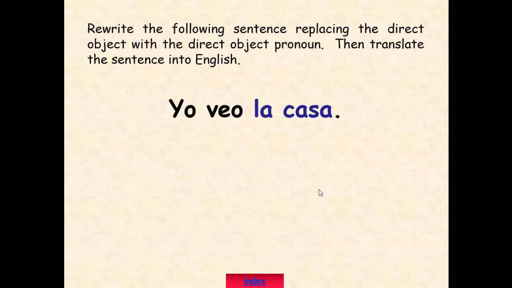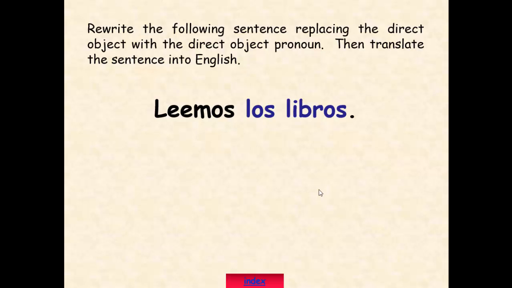Okay, so rewrite the following sentence, replacing the direct object with the direct object pronoun. So this is some practice. You might want to pause here and try to figure it out and then restart again to see if you were correct. Okay, yo veo la casa, I see the house. Yo veo what? Yo veo qué? La casa. So what pronoun would we substitute for la casa? We're just going to say la, so yo la veo. Could I say yo veo la? No, because there's only one verb. Veo is the only verb, so you cannot put that pronoun anywhere else. I see it.